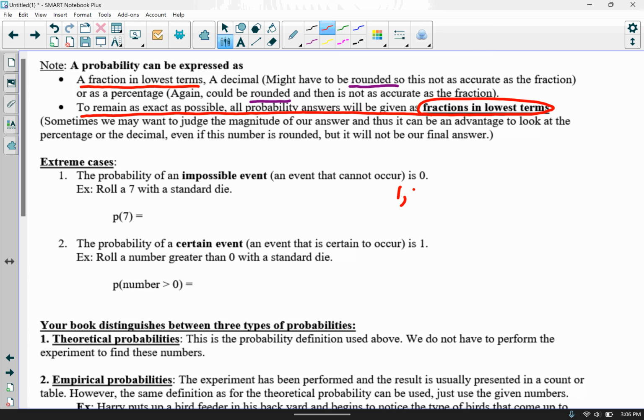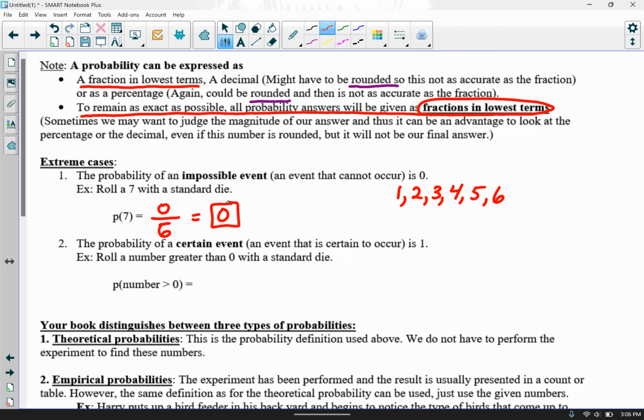So think about your sample space when you have a standard die. You can get the numbers 1 through 6. What's the probability of getting a 7? There aren't any 7s on that die. It can never happen. Out of 6 total possibilities, 0 divided by anything is 0. Final answer. Can never happen.